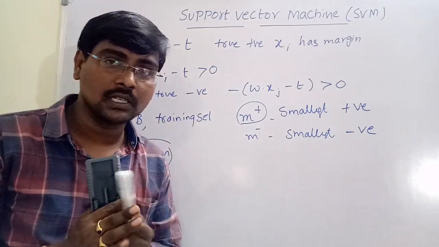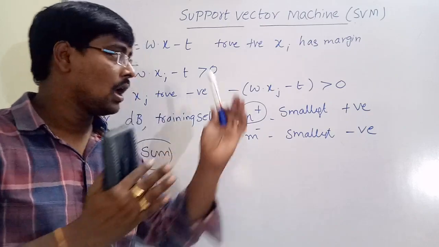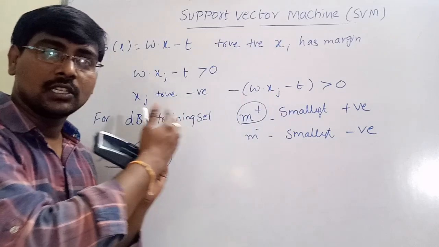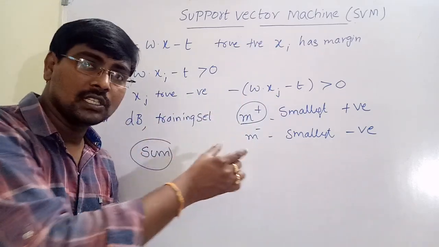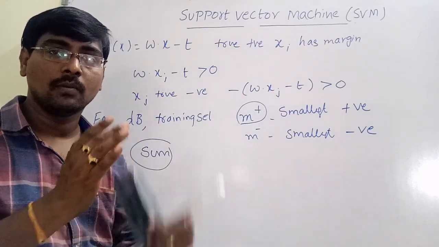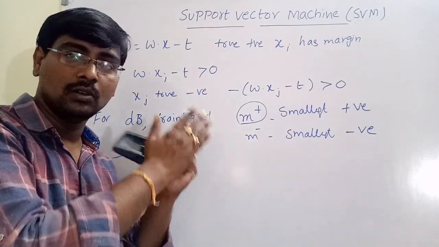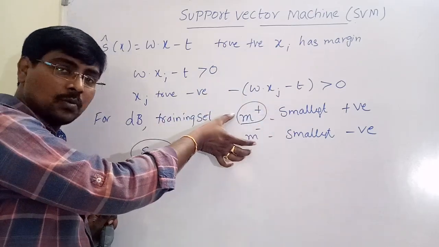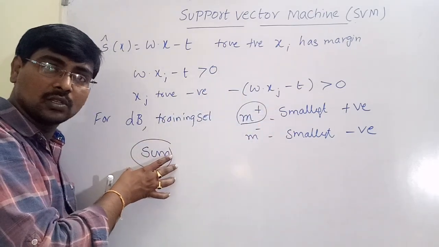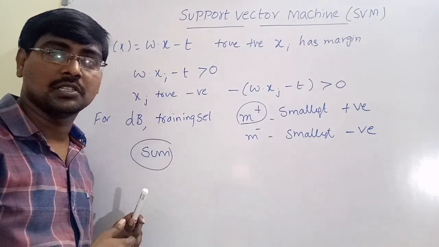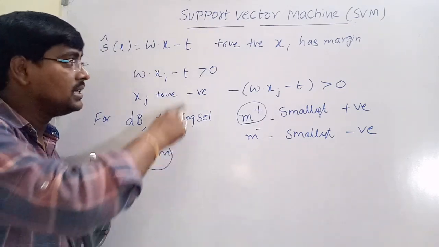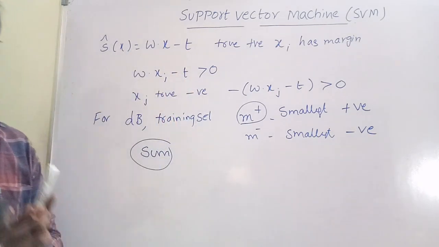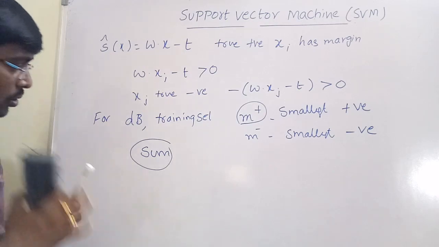That is what SVM says. Fix a decision boundary. After fixing the decision boundary, identify the margin on the positive side and the margin on the negative side. Both margins are as small as possible to separate the positives from the negatives, and at the same time the sum of both margins should be as large as possible. Remember, this sum is independent of the decision threshold t.